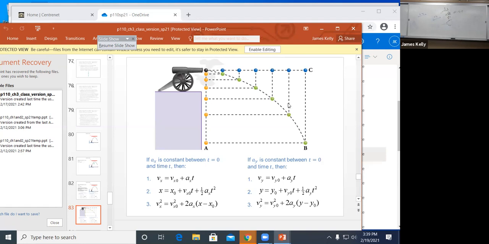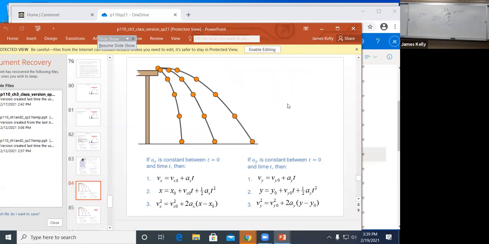Okay, that's the idea of the independence of motion. Here's another way of showing the same thing. If I roll a ball off the table at 3 different speeds, when it's rolling off the edge of the table, and we call that t equals 0, right when it leaves the edge of the table, the speed at which it's going when it leaves the table is the initial x velocity.